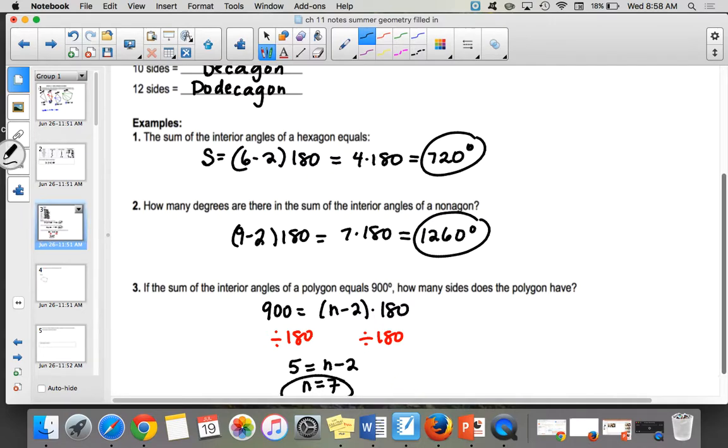So it would have to be what kind of shape? A heptagon. Yeah. Do you guys see why people always say septagon? Because I think September is the 2 months off thing.